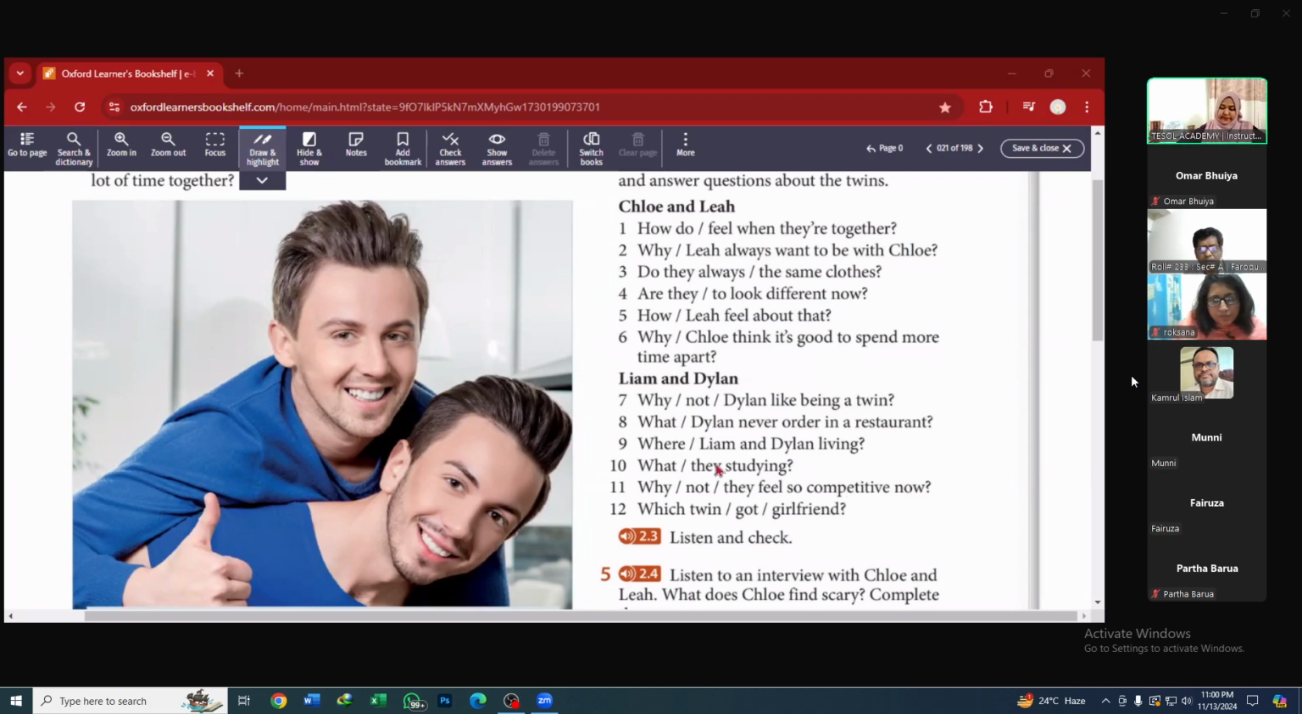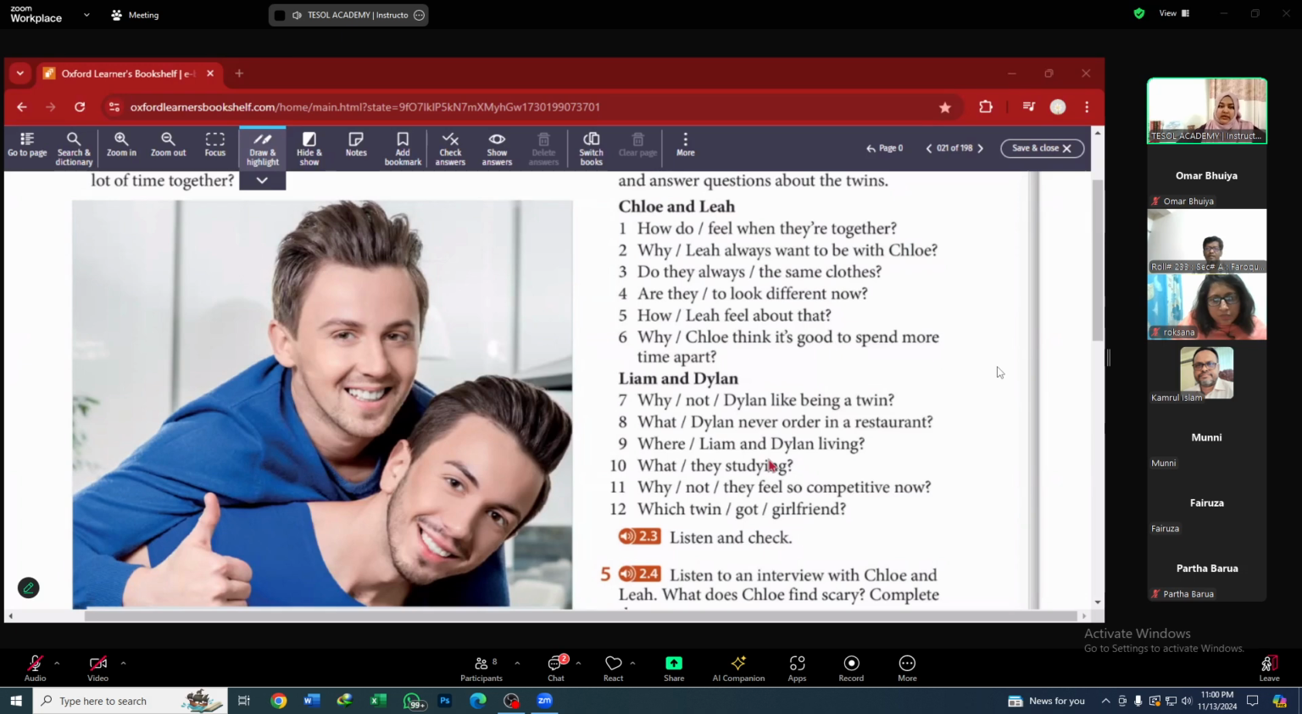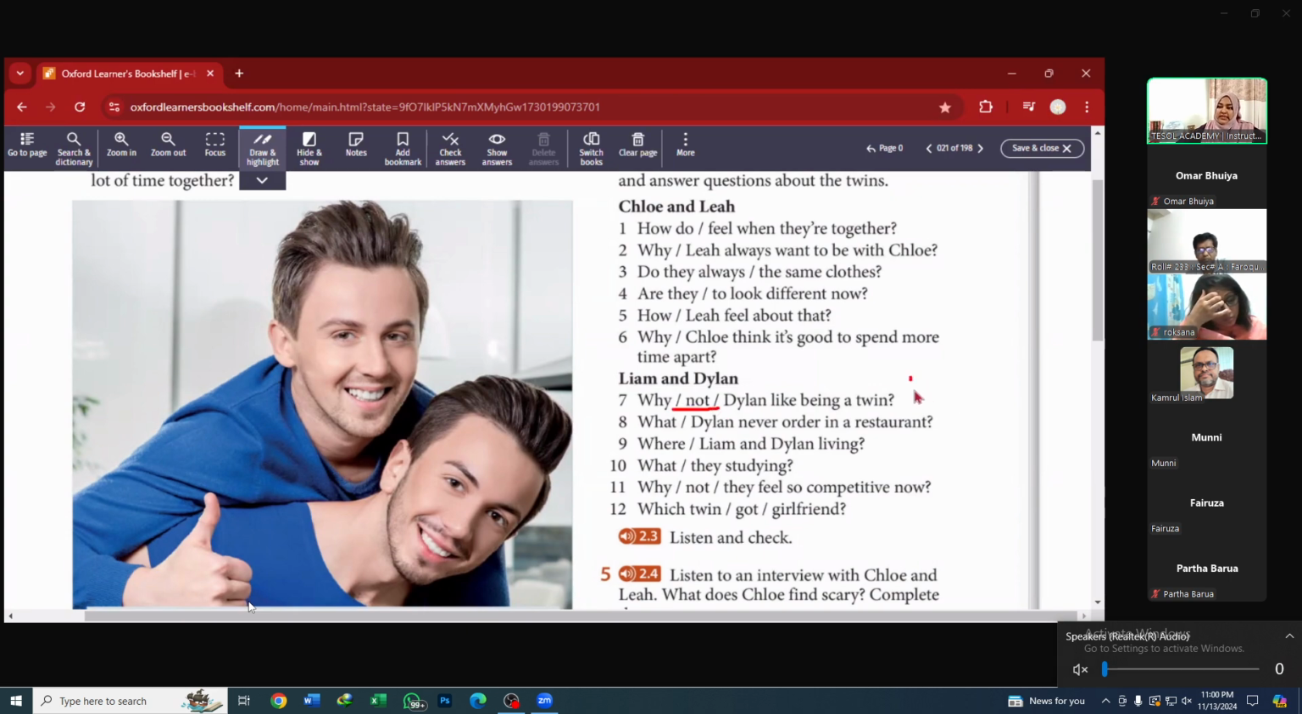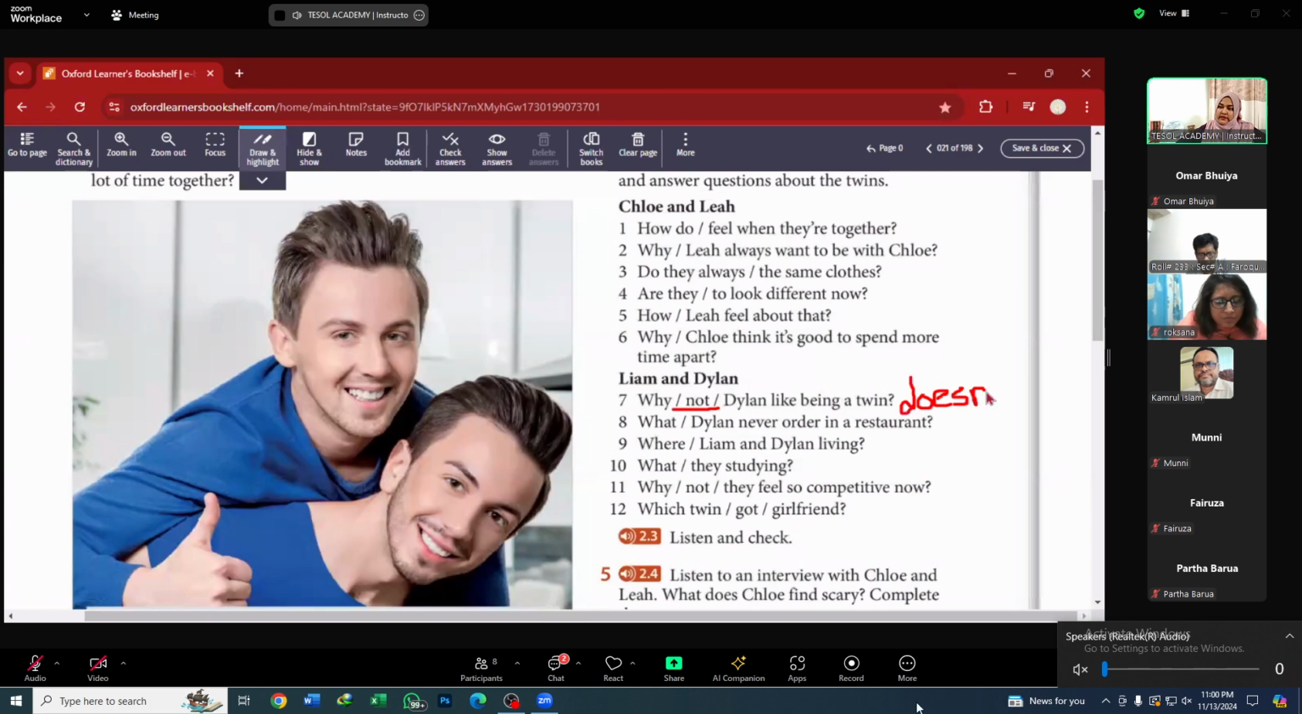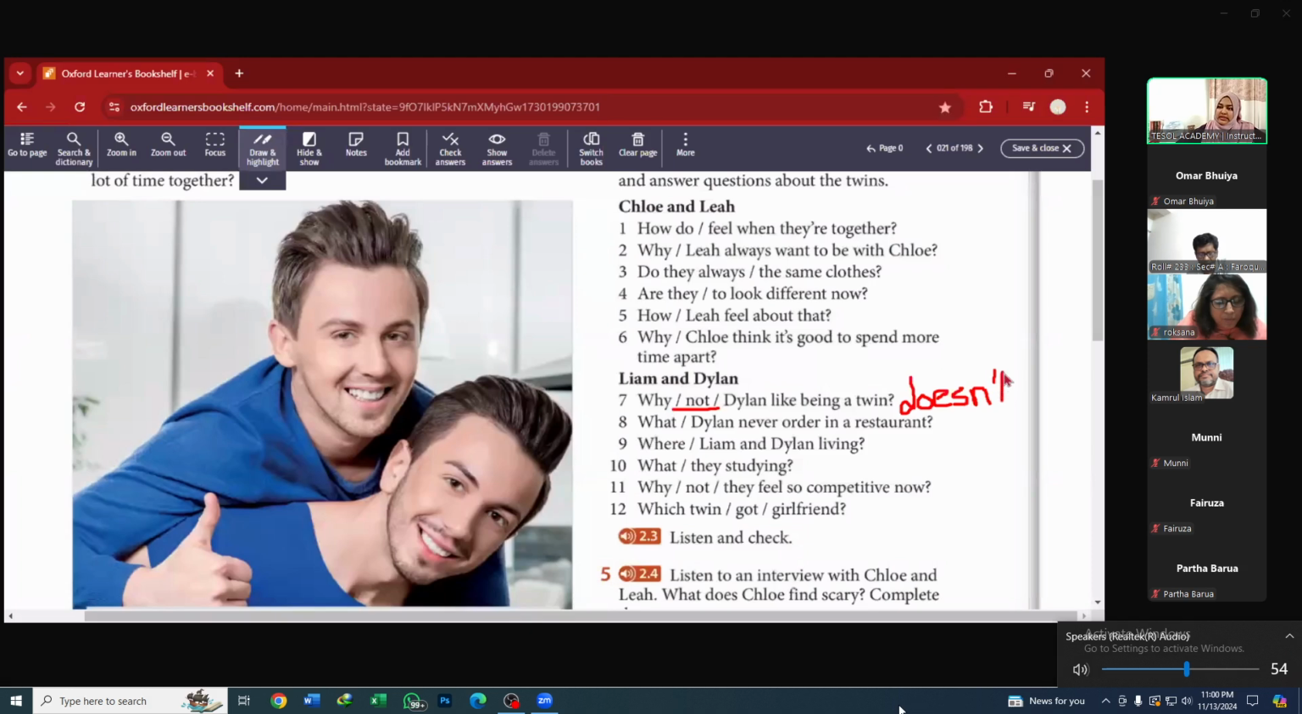So number 7. Why doesn't Dylan like being a twin? Very good, Mr. Farooq. Excellent work. Why doesn't Dylan, or does not Dylan, like being a twin? So here it will be doesn't. Excellent work. Mr. Farooq now understood how it's done, and he's clear and confident, I see. That's good.